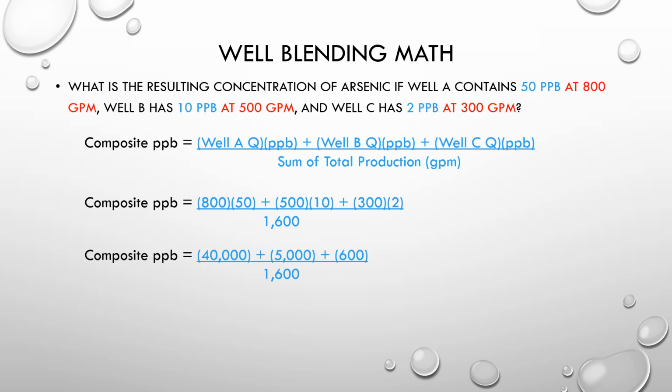All right, so you run those numbers, calculate it out, and eventually you're going to get to 28.5 parts per billion. And again, what we were trying to solve was for the resulting concentration of arsenic from the three wells. So you'll probably see that question on a quiz sometime in the future.